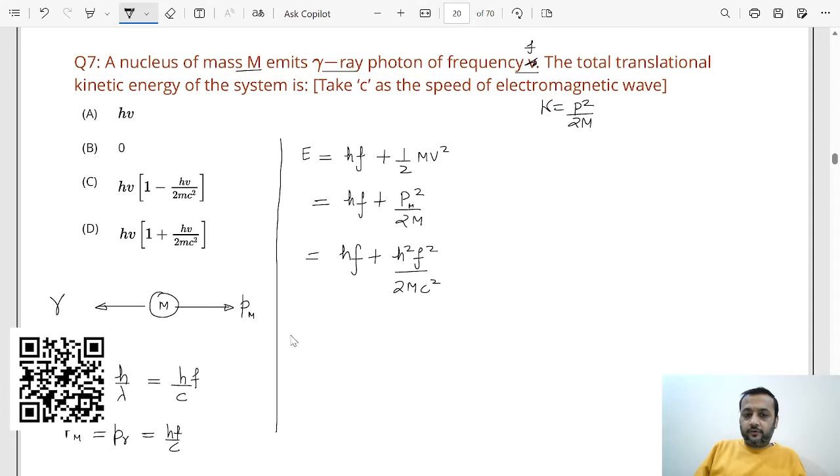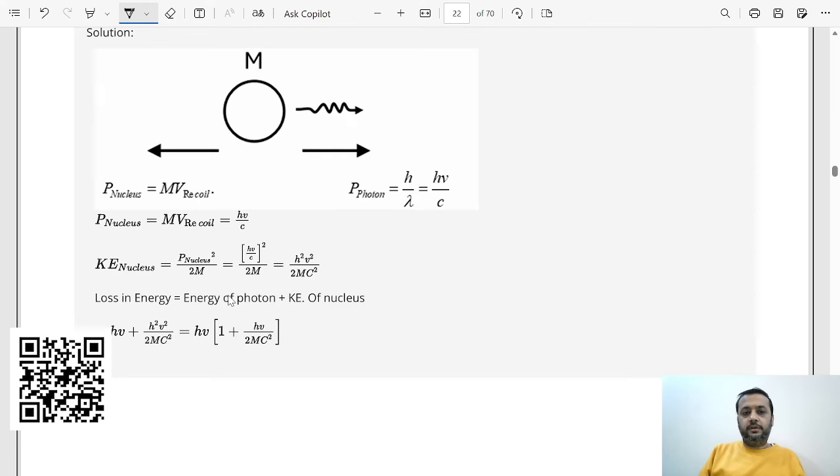So from here if we take h into f common, we get hf times 1 plus hf upon 2mc square. Now in the question this symbol was new, which I had changed to f. So if you look at the options with the new symbol, option D matches perfectly. So option D will be the correct answer for this question.